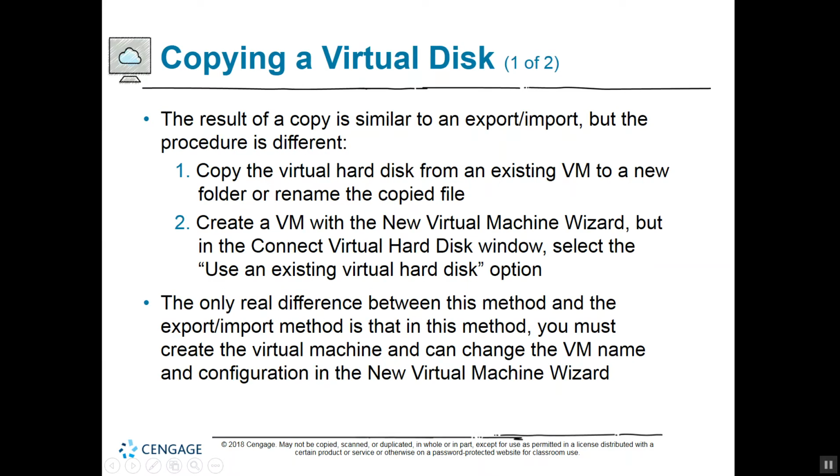If we're going to copy a virtual disk, the result of a copy is similar to export-import, but the procedure is a little different. You'll copy the virtual disk from an existing virtual machine to a new folder, or rename the copied file. Now create a VM with the New Virtual Machine Wizard, but in the Connect Virtual Hard Disk window, select the Use an Existing Virtual Hard Disk option. The only real difference between this method and the import-export method is that with this method, you have to create the virtual machine, and you can change the VM name and configuration in the wizard.